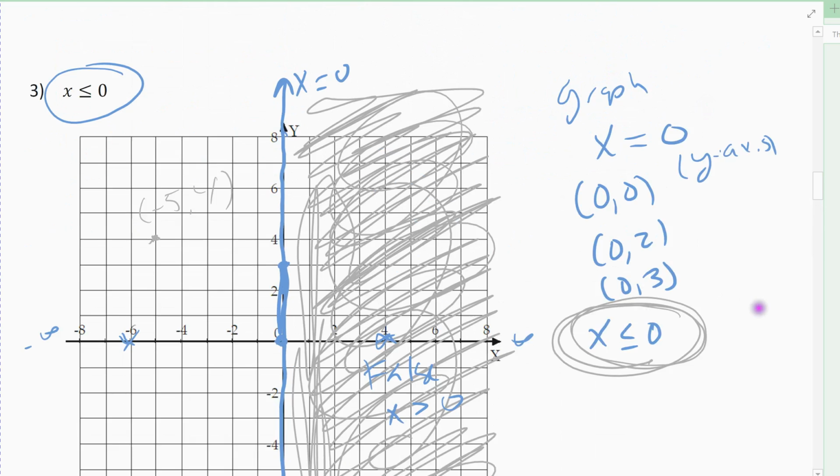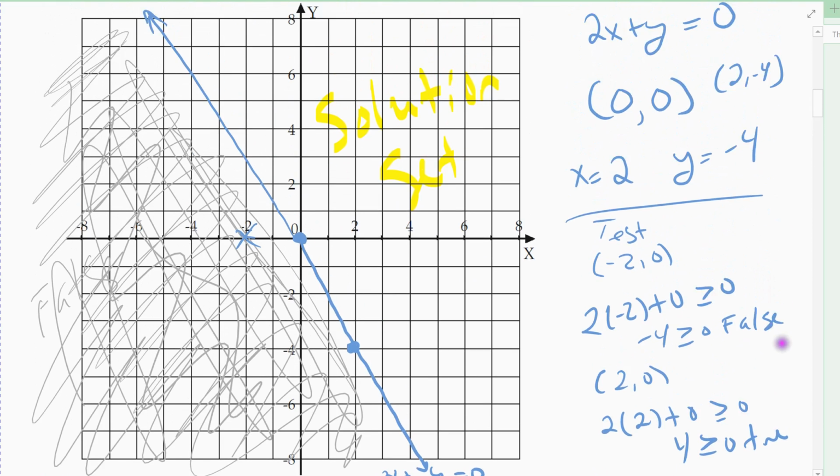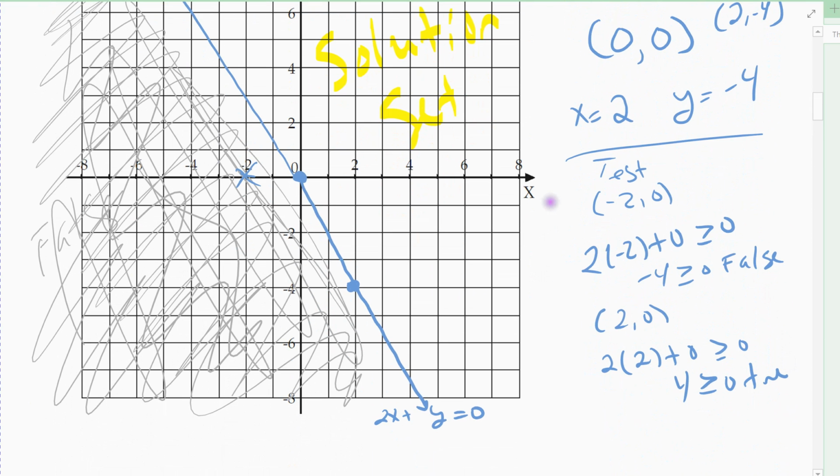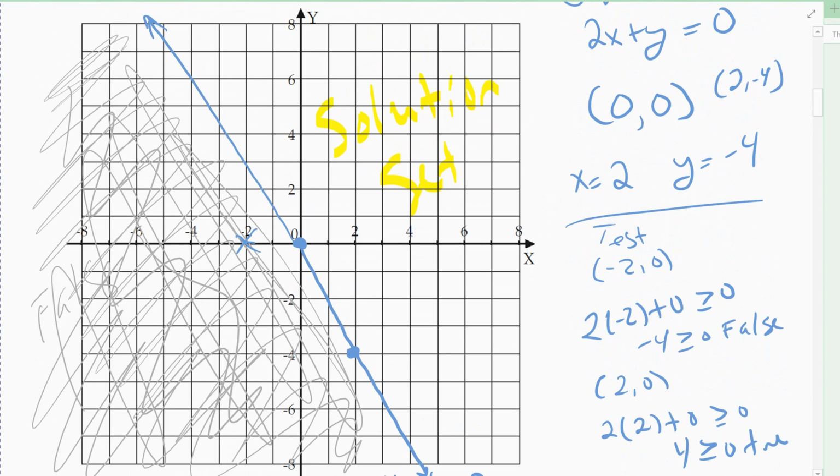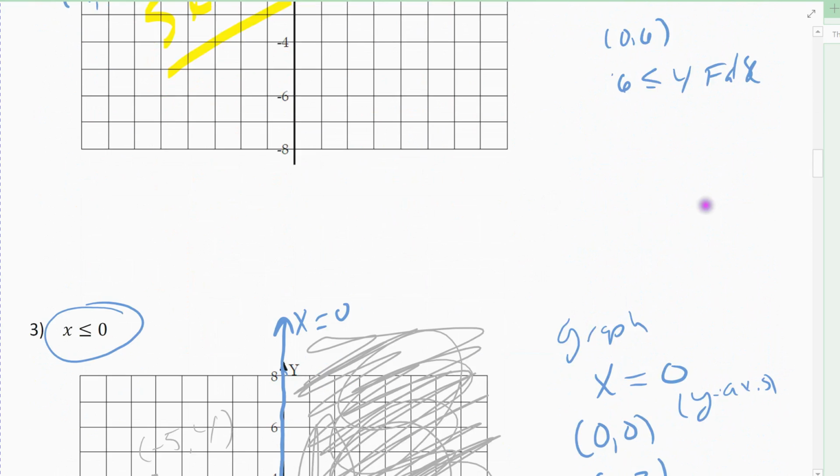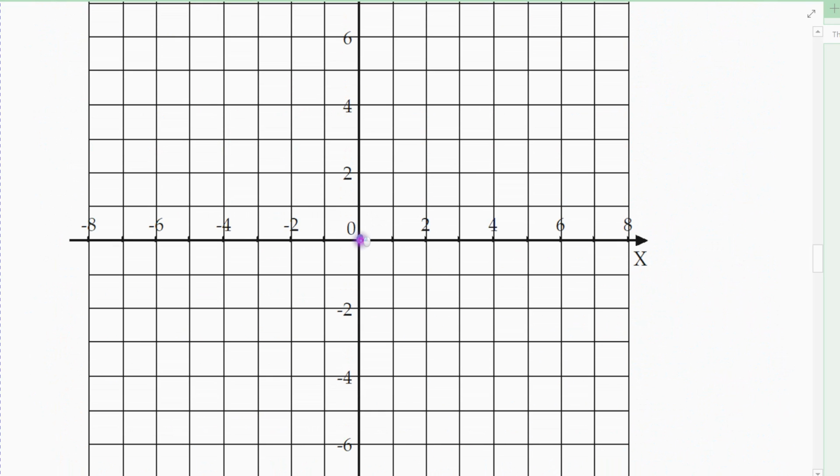This is the one we did earlier. The very first one was this one, so I want to graph this and shade in that side to the left. The points that I used to graph it were 0, 0 and 2, 4.